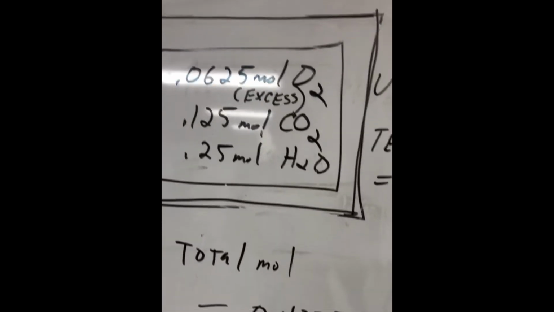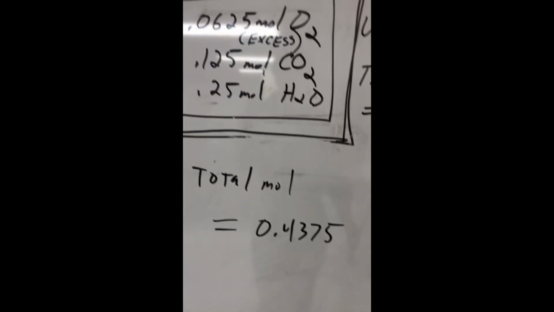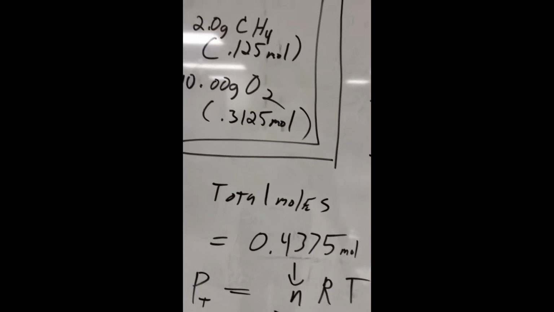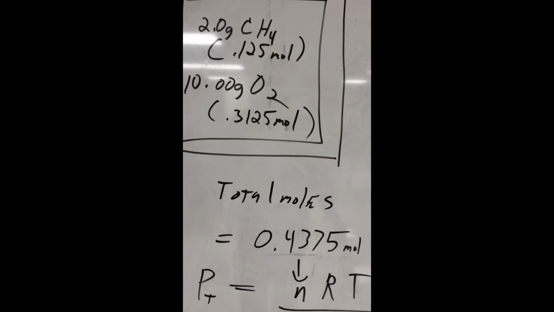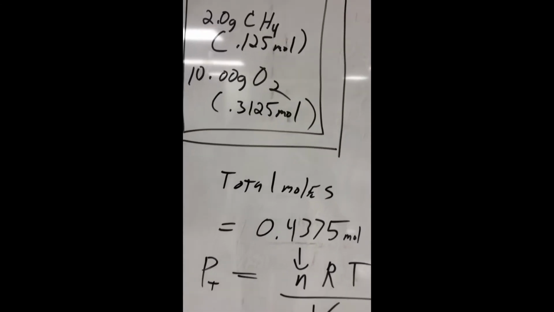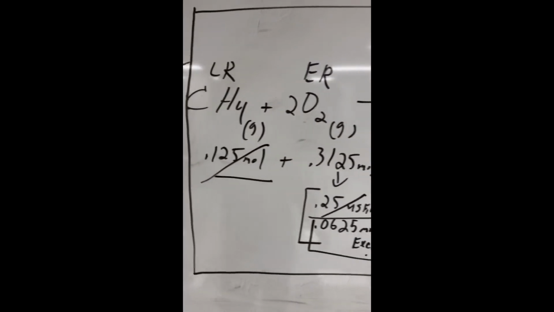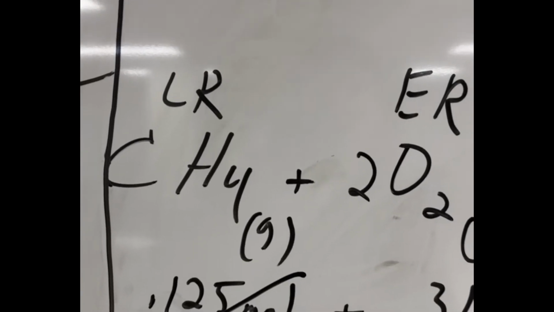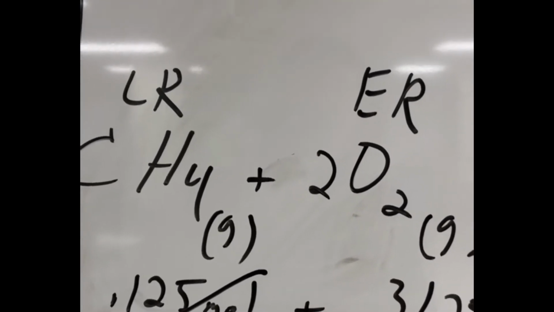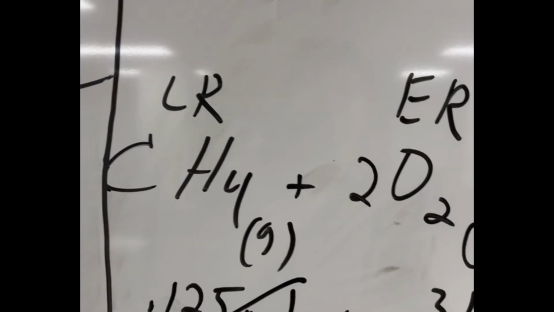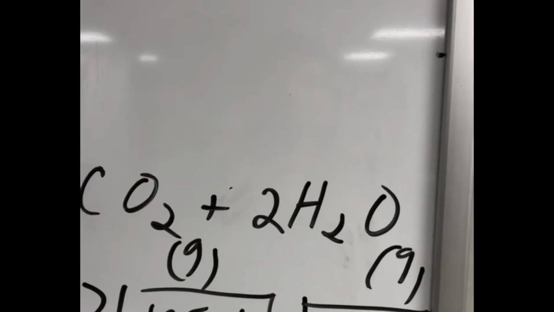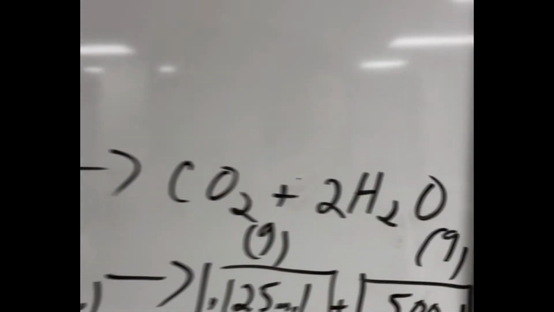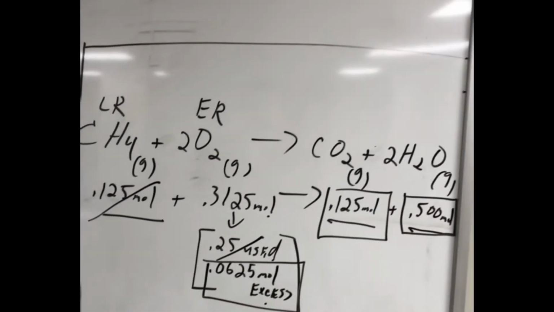Interesting, the total number of moles here, if you add these, is identical to the total number of moles here. Why is that? Because this balanced equation tells us that 1 mole of CH4 plus 2 moles, there are 3 total moles on the left side, and there's 3 total moles on the right. We have not gained or lost moles in this reaction.